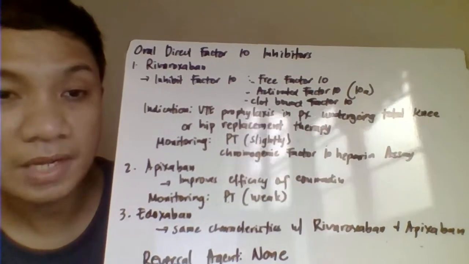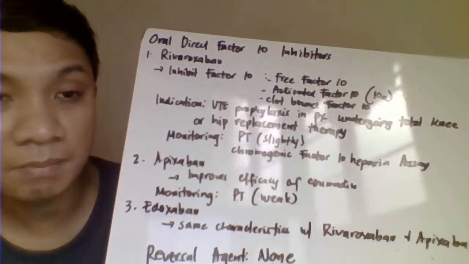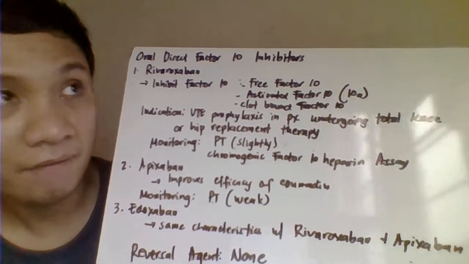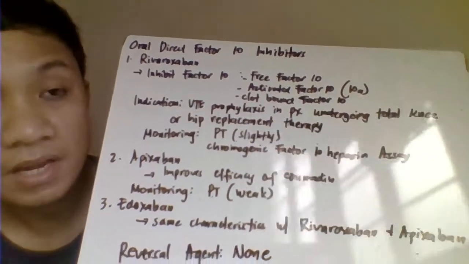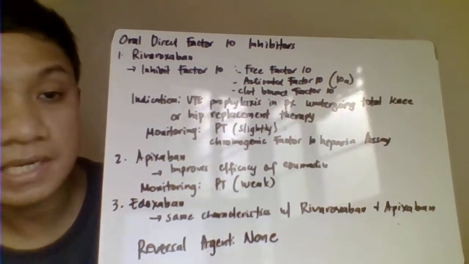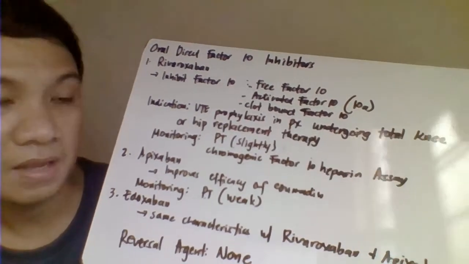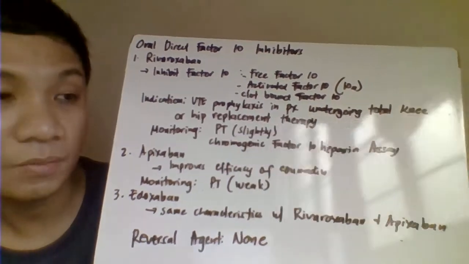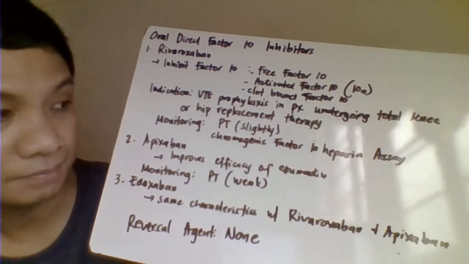Okay, rivaroxaban acts here as an anticoagulant primarily by inhibiting your factor 10. This includes your free factor 10, we have also the activated factor 10 or even your clot-bound factor 10. Okay, this is used for the treatment of patients on total knee or hip replacement therapy. Okay, to monitor the patient on rivaroxaban, we have the prothrombin time, or you could also use your chromogenic factor 10 assay.